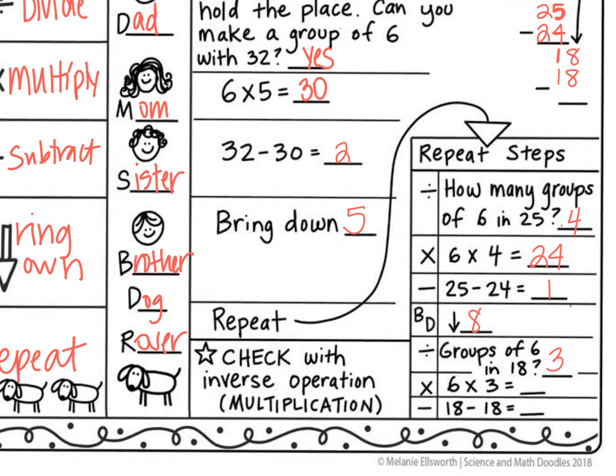Okay. And then sister tells me to subtract 18 minus 18, which is 0. Do I have anything else to bring down? Nope. I have nothing left over. 0 is what I ended at, so I am completely done. Let's look at our practice.